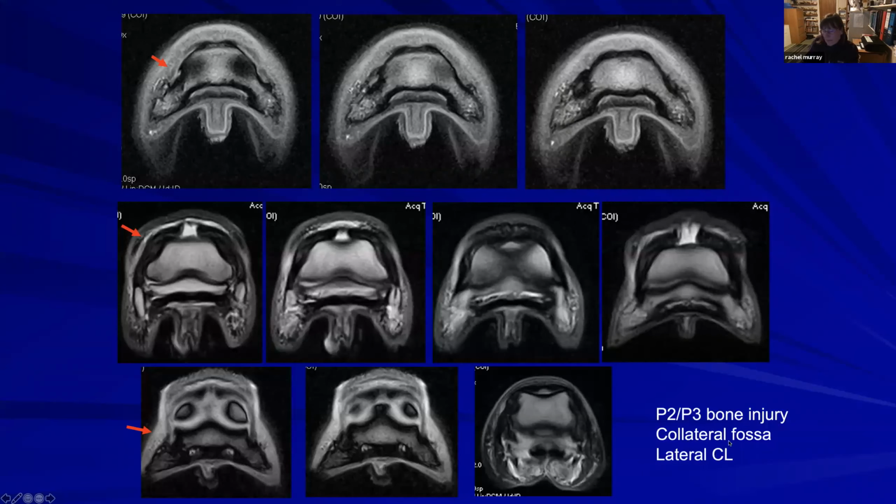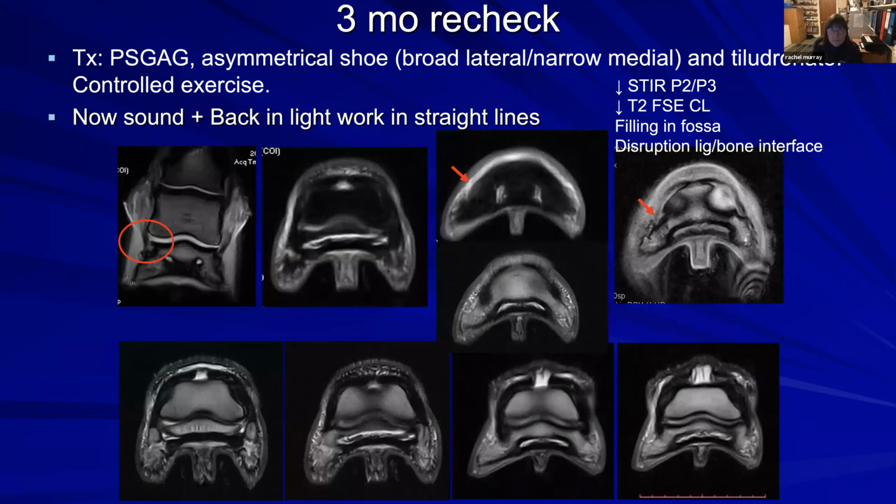Now, this is quite a valuable horse, so we followed this horse quite closely and needed to make decisions, because this horse had to attend a championship within a certain period of time, and we wanted to get the horse there. So this horse was monitored quite closely. It had a 3-month recheck, and in the meantime was treated and managed with a shoe to support the lateral side of the foot, and was in a controlled exercise program in straight lines.